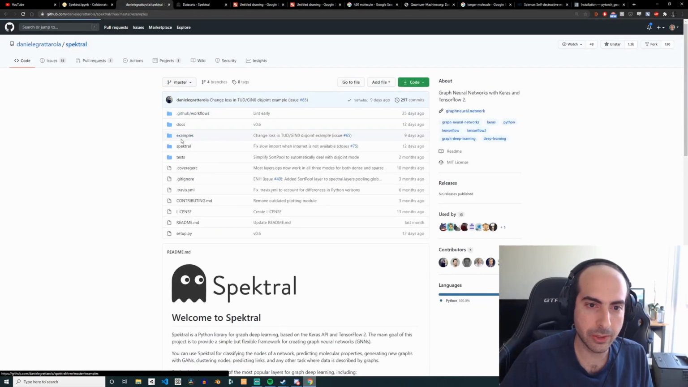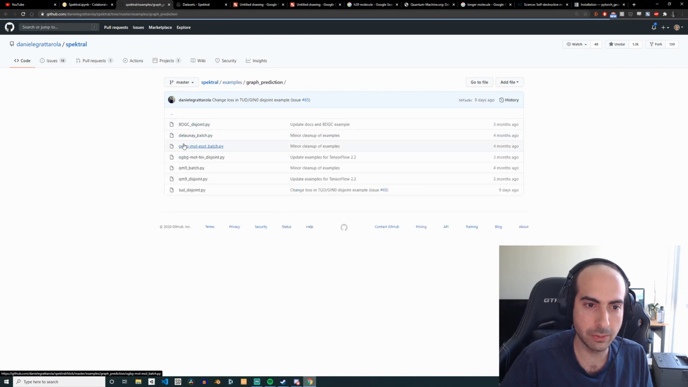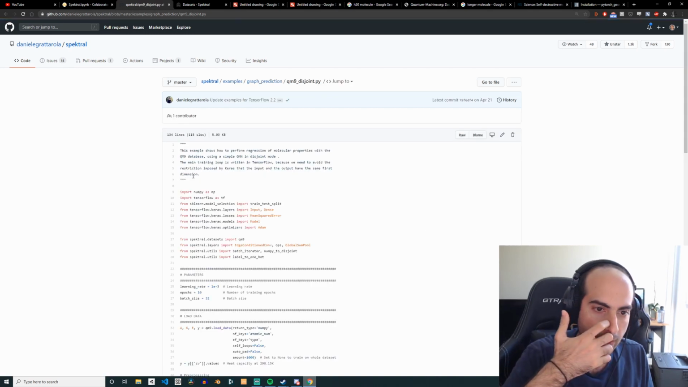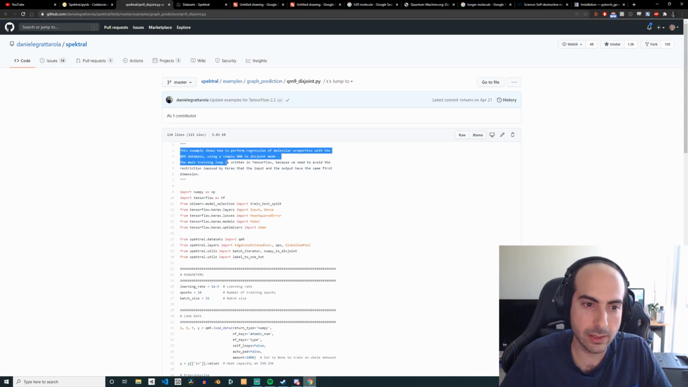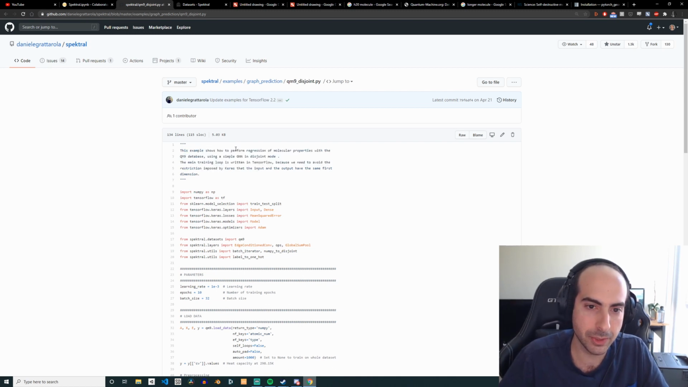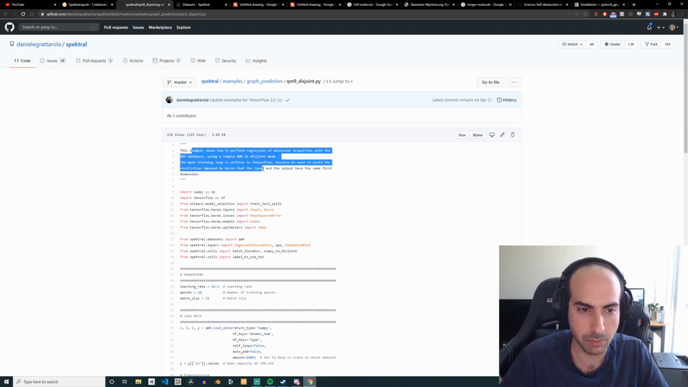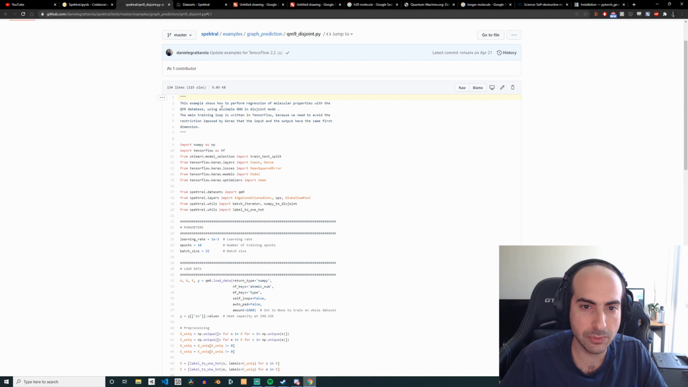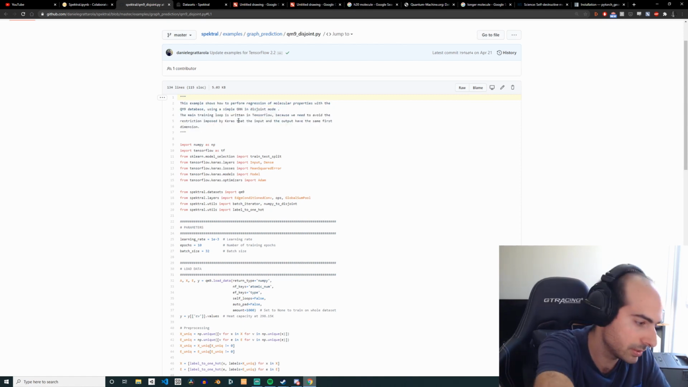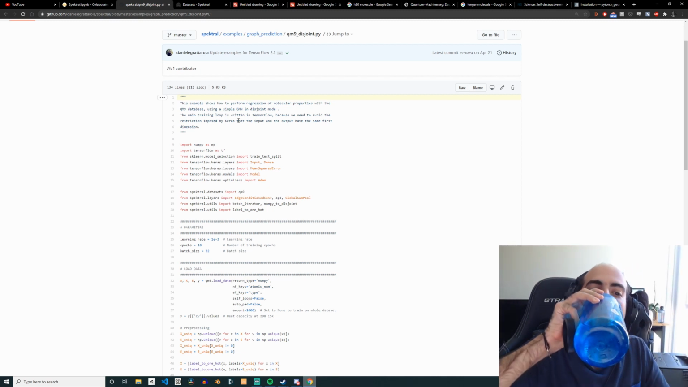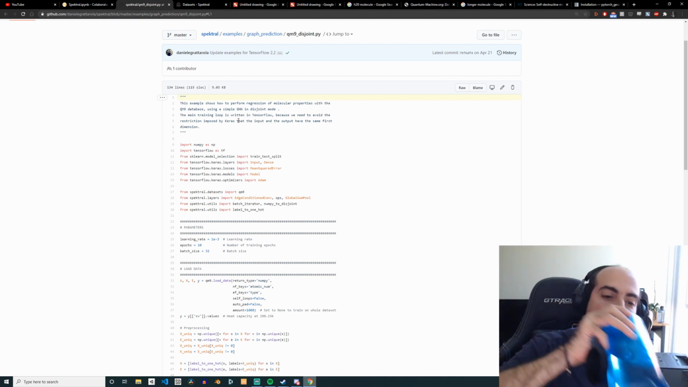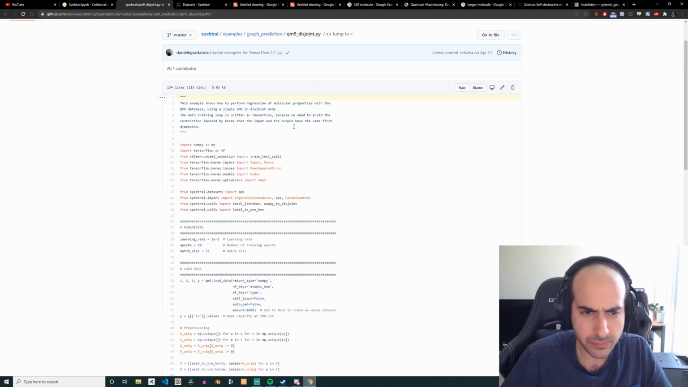The example we're going to be going over is in the examples folder, and we're going to be doing some sort of graph prediction on QM9. So let's look at the description. It says: this example shows how to perform regression of molecular properties with the QM9 dataset using a simple GNN in disjoint mode. The main training loop is written in TensorFlow because we need to avoid the restriction imposed by Keras that the input and output have the same first dimension. This is all fine and good. So let's just get started.